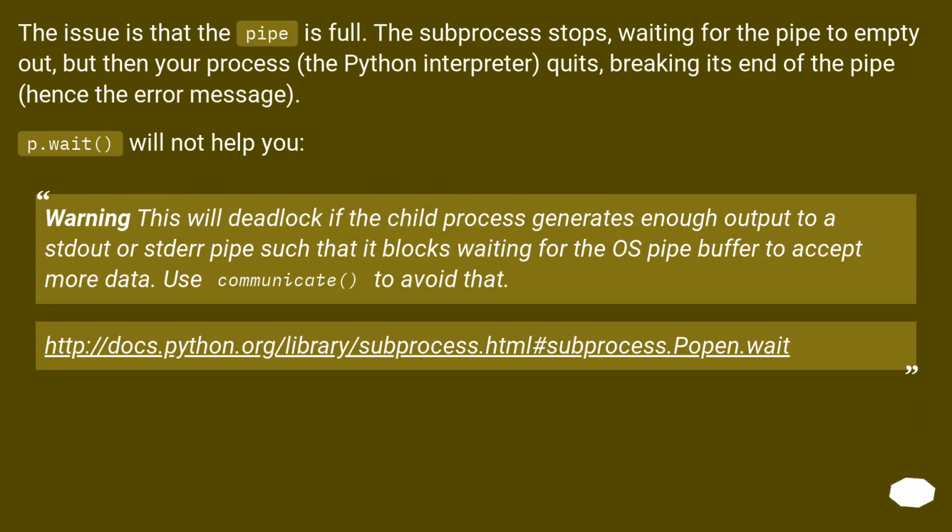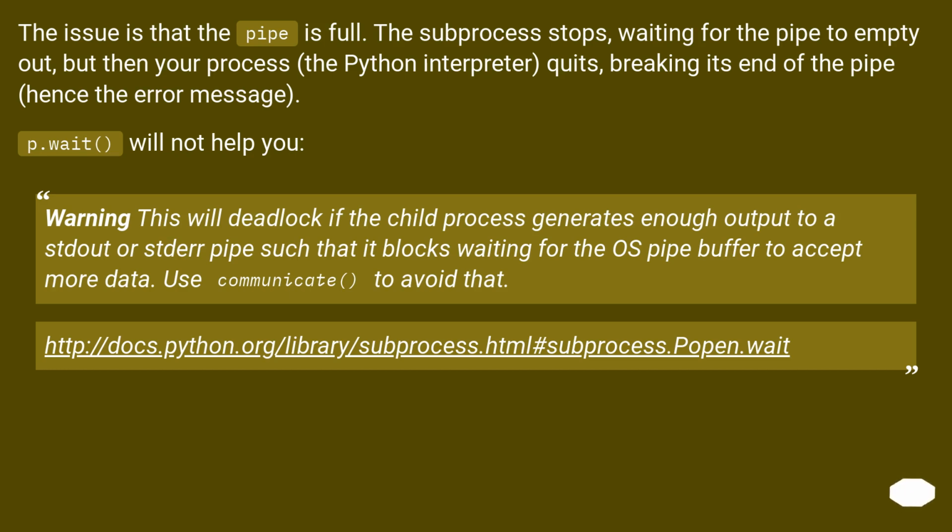The issue is that the pipe is full. The subprocess stops, waiting for the pipe to empty out, but then your process, the Python interpreter, quits, breaking its end of the pipe, hence the error message. p.wait will not help you.